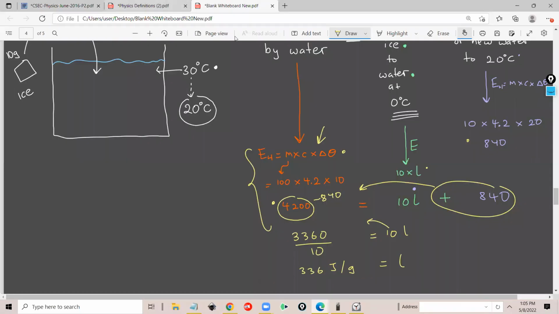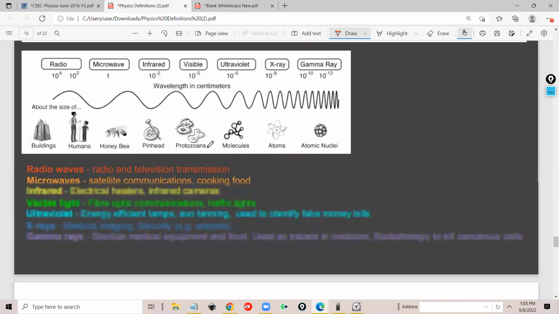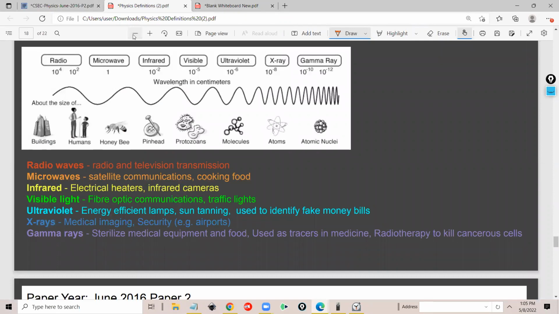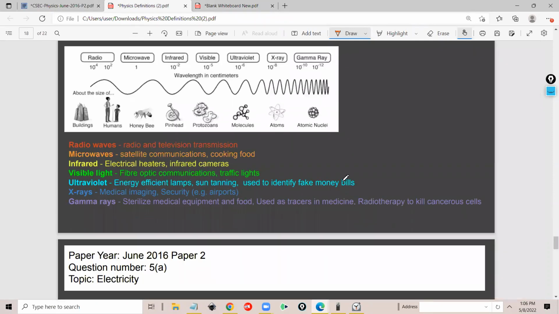So I already prepared this for you guys in advance. Look over here. I'm just telling you, in the exam, if they ask me to put 3 in increasing wavelength, I would just start from gamma. I will list him first because he has the smallest wavelength, followed by X-rays, followed by ultraviolet. I'll just list those 3. And look, I have the uses here laid out for you already.